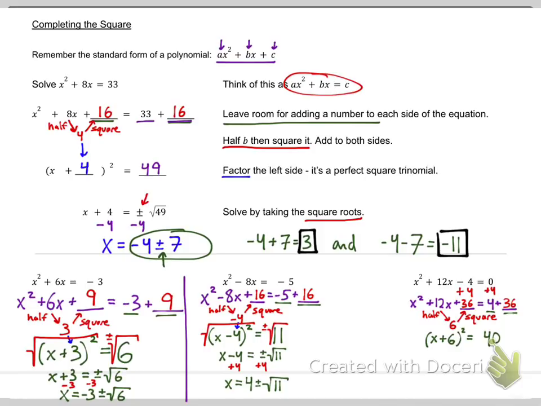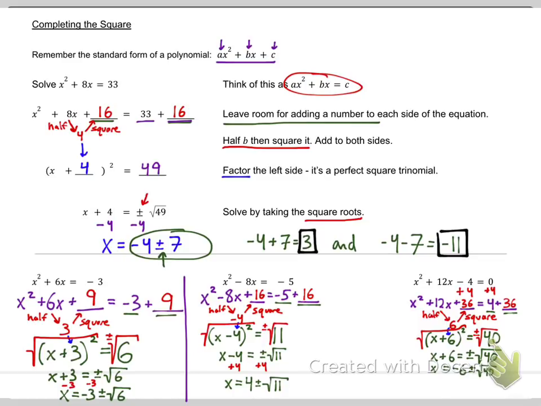And let's take the square root of both sides. Don't forget your plus or minus. And I need to subtract 6 from both sides to get my final answer. But we're not done because the square root of 40 is not simplified. True, it's not a perfect square, but it does have a perfect square inside of it. So let's use our skill of simplifying the radical.